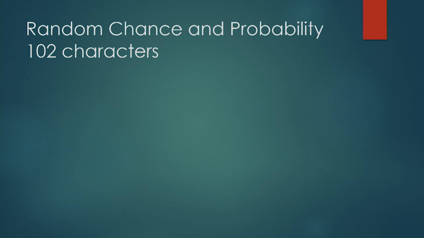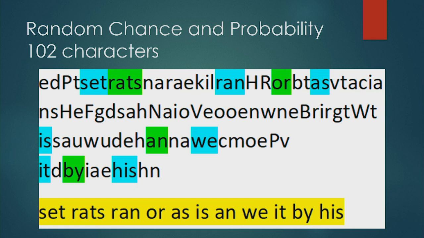So let me show you what we found. I found 11 words in this random arrangement of these letters, which is equivalent to the random arrangement of amino acids. Set, rats, ran, or, as, is, and, we, it, by, his. Okay, 11 words. But do those words mean anything? Do they convey any information? None. Why? Because it's random. There's no intelligence behind it. And if you randomize them again, you're going to get a similar pattern.